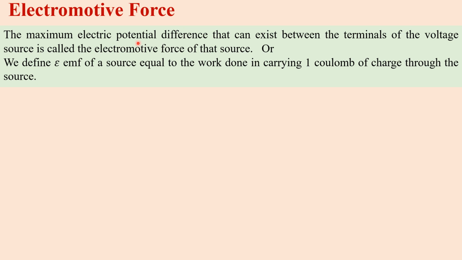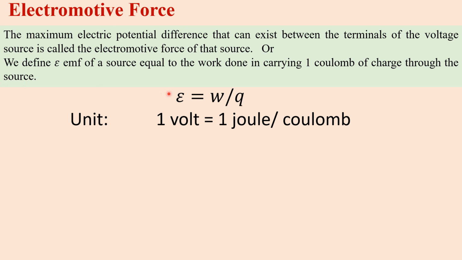The maximum electric potential difference that can exist between the terminals of the voltage source is called the electromotive force of that source. Electromotive force is defined as the work done in carrying 1 coulomb of charge through the source. Mathematically, EMF is equal to work done per unit charge. Its unit is 1 volt, that is equal to 1 joule per coulomb.